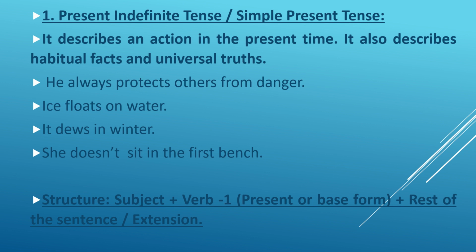So the structure here: subject plus V1, that is, present form or base form of verb. There are three types of verbs: present form, past form, and past participle. So V1 means present form or base form of verbs, and the rest of the sentence or extension. It can be affirmative or negative, or interrogative also. If we say a negative one here, she doesn't sit in the first bench. If we say, he always protects others from danger. If you want to make it interrogative: does he always protect others from danger?